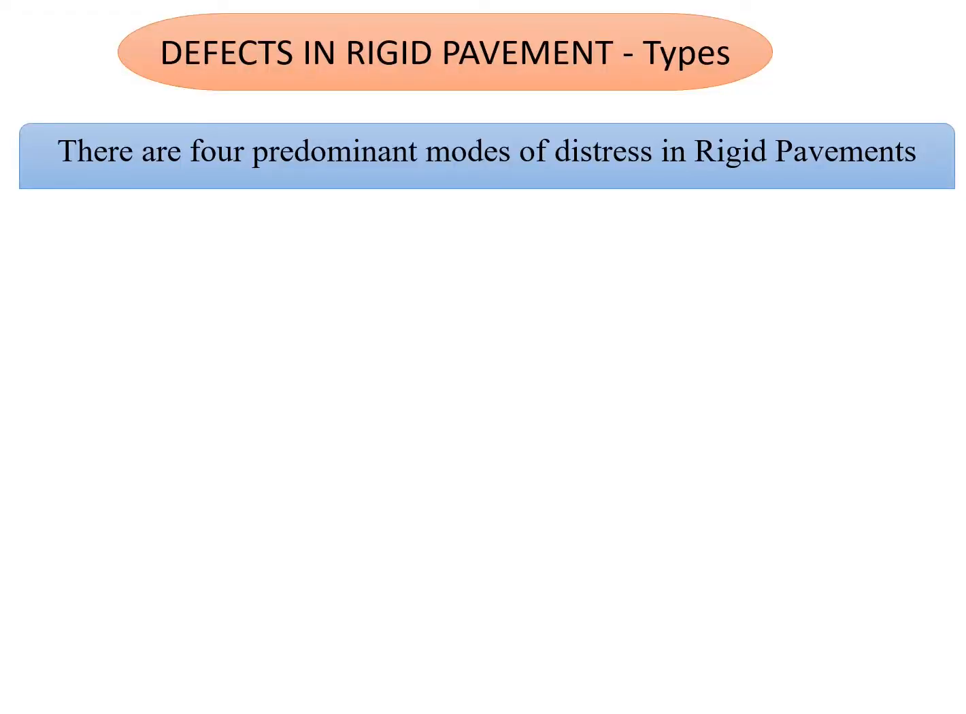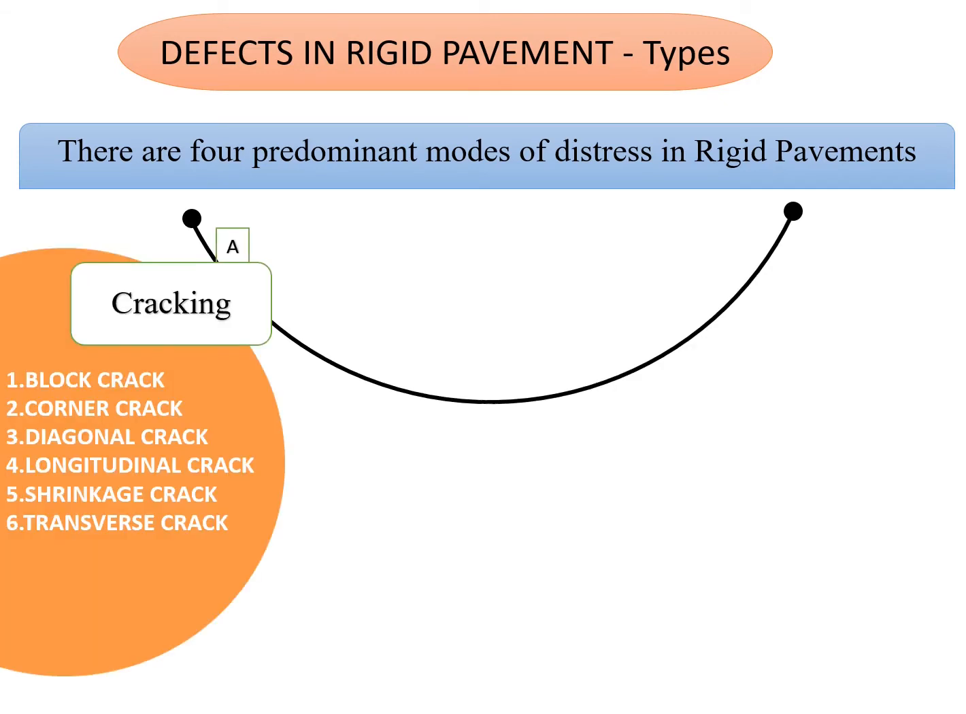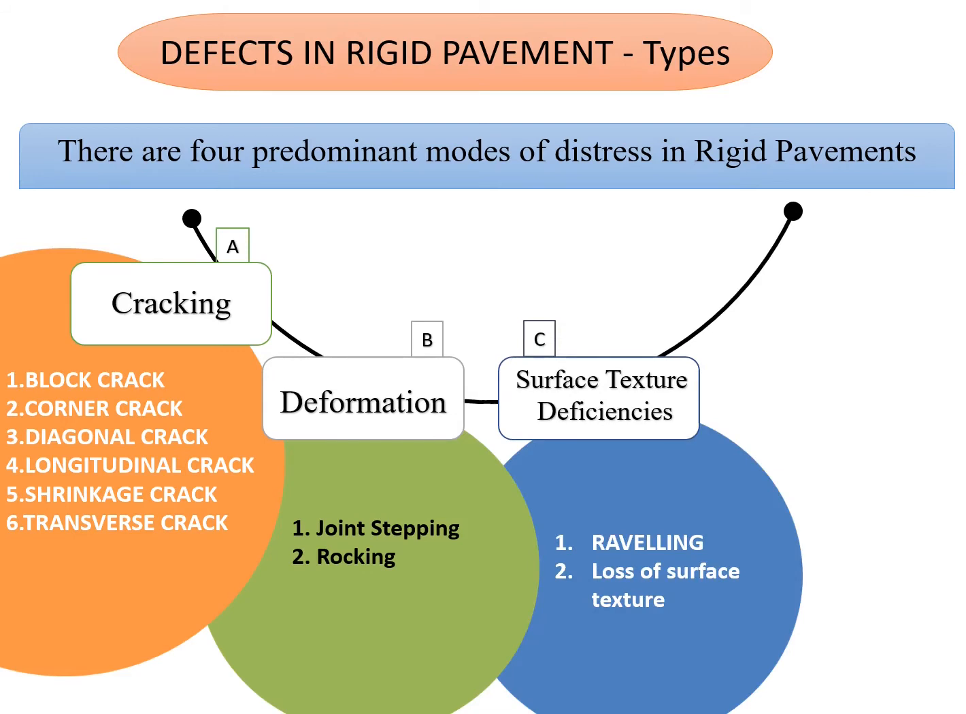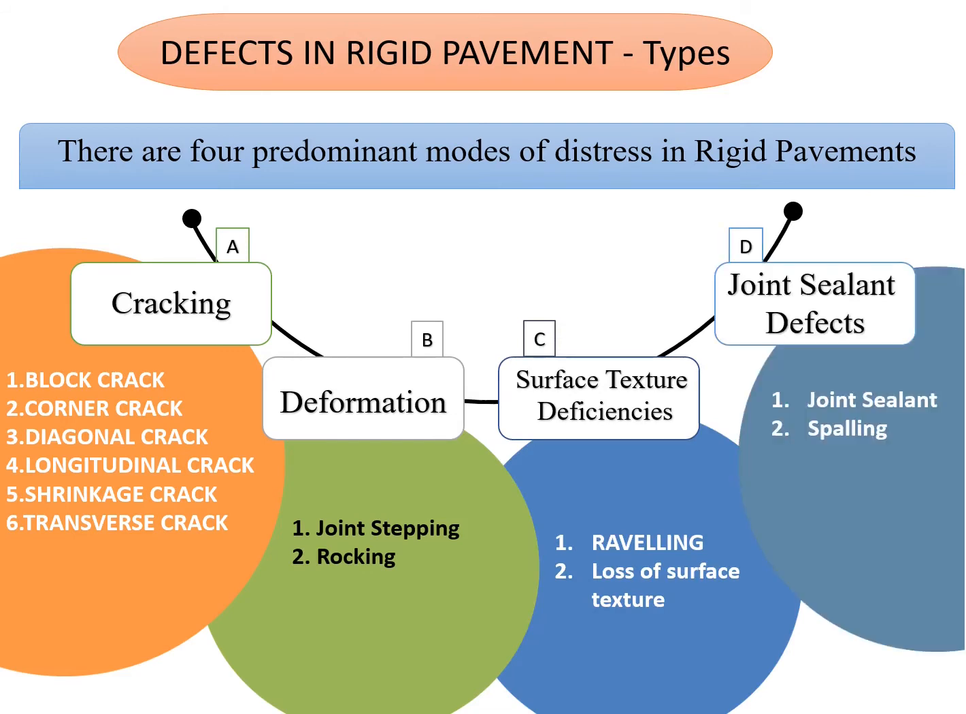If you see the different types of defects in rigid pavement, there are four predominant modes of defects or distress that we commonly observe. One is cracking, second is deformation, third is surface texture deficiency, and the fourth one is joint sealant defects.